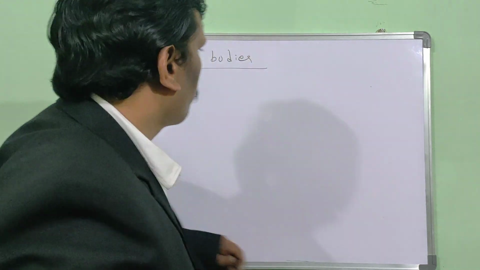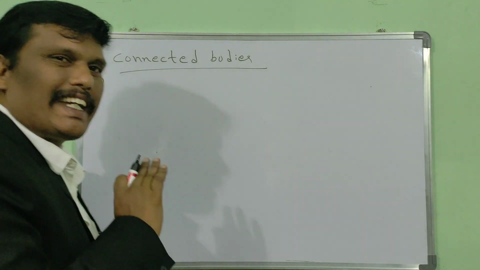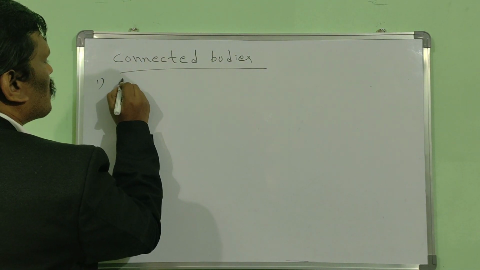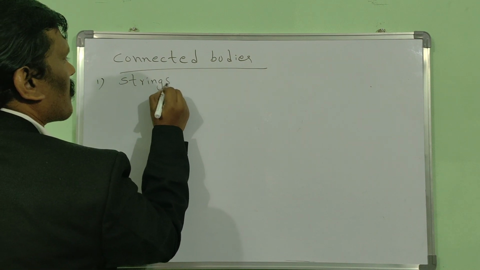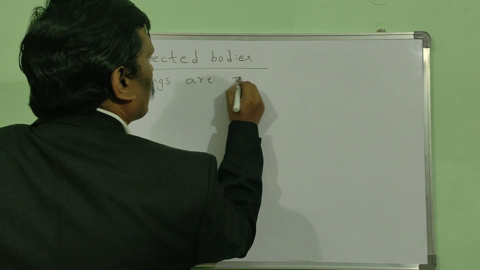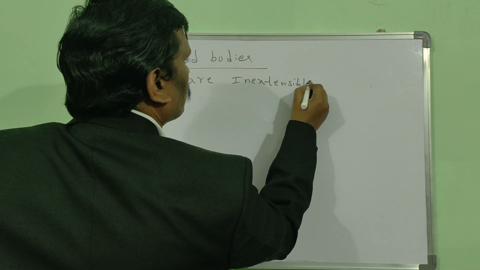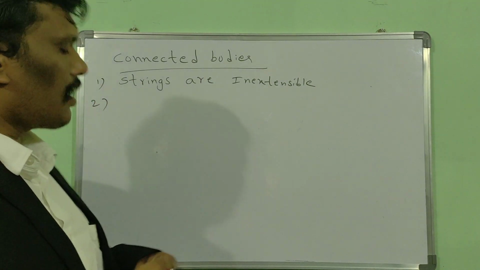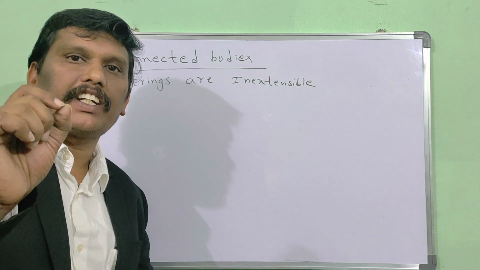Just observe carefully. Here I am going to consider all strings as inextensible strings. That is our first condition: strings are inextensible. The second condition I am going to consider: the pulley is a light and frictionless pulley.